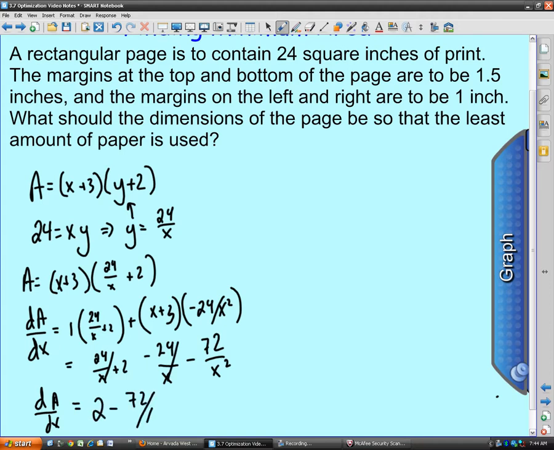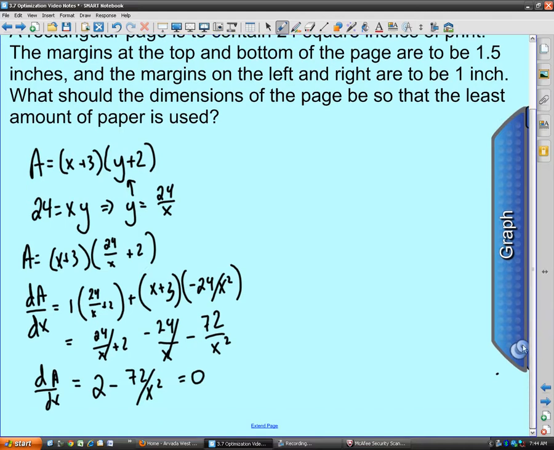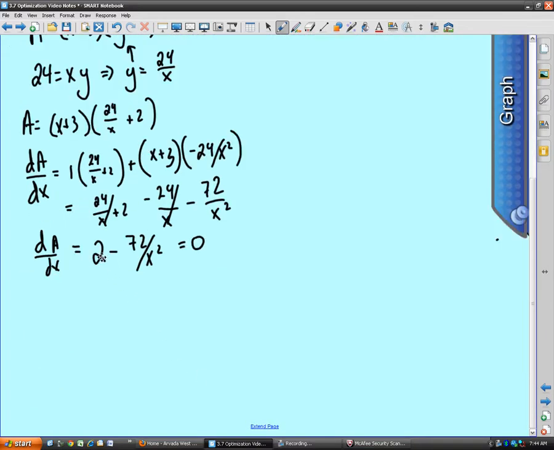And so then if I set this thing equal to 0, you could go ahead and find out what's happening. I would add this thing across the equal sign, so 2 will equal 72 over x squared, multiplied by x squared, so 2x squared equals 72, divide by 2. And so x is either plus or minus 6. Obviously we're not going to consider negative 6 as part of the solution because, one, we can't have a dimension of negative 6. So our dimension would be x is 6 in this case.